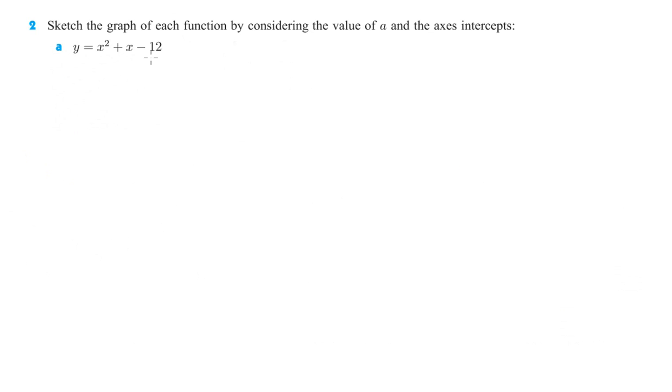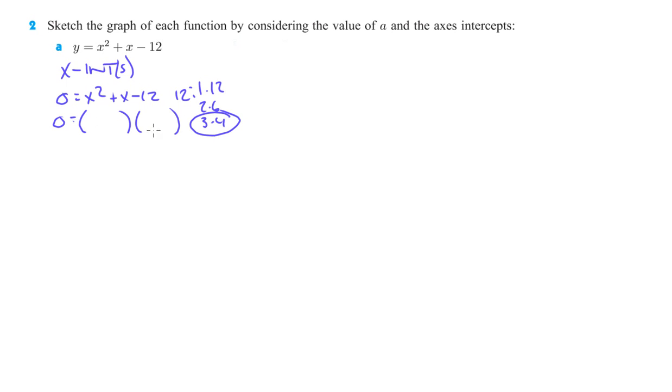Okay. All right, number 2, sketch the graph of each function by considering the value of a and the axes intercepts. So x-intercept is when the y equals 0, right? So 0 equals x squared plus x minus 12. Okay, so since the leading coefficient is 1, the factors of 12, which are 1 and 12, 2 and 6, or 3 and 4, that have a difference of 1, because that's 1x there, that's 3 and 4. So we know that this is going to factor out to x, 3, and 4.